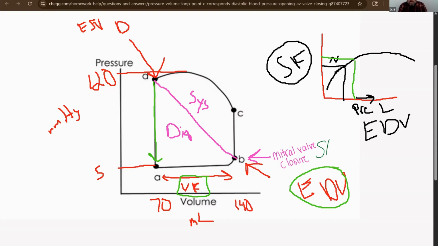That's not what we're hearing, right? That's not what S1 or S2 are for that matter, okay? All right, so we got mitral valve closes, we got S1, EDV right there, and that's going to lead us into the next phase, right?